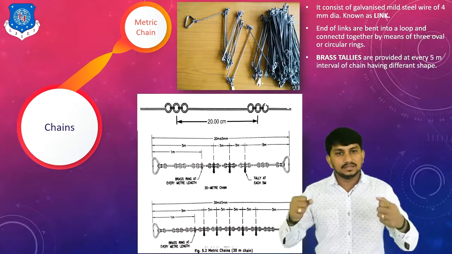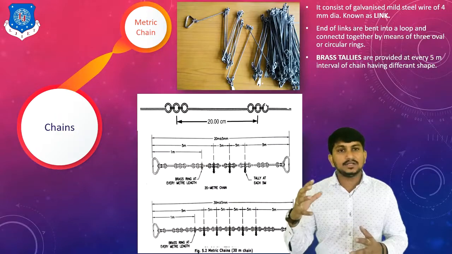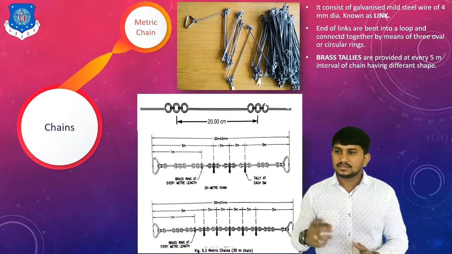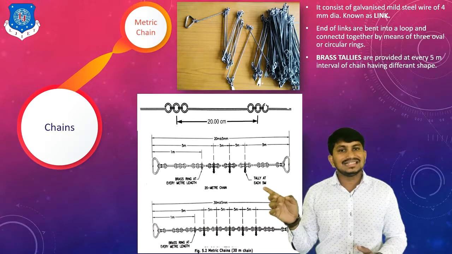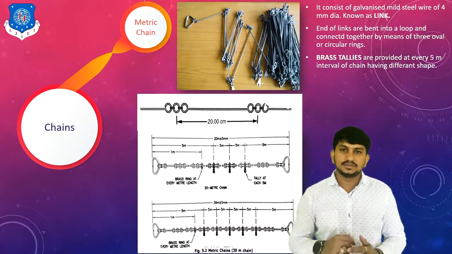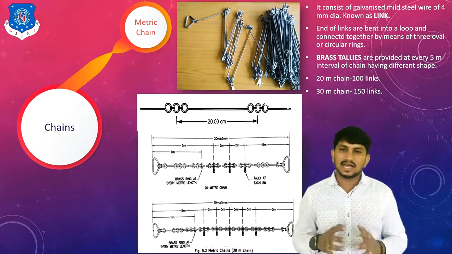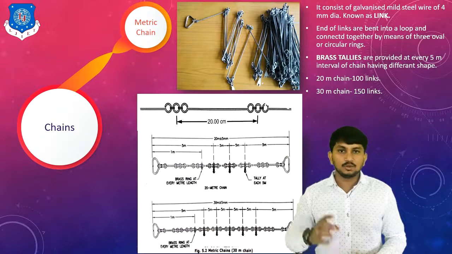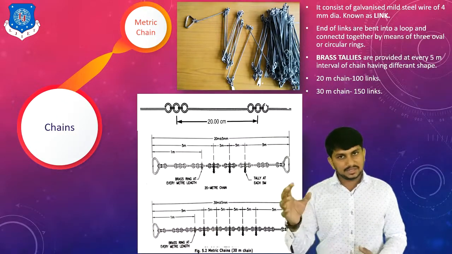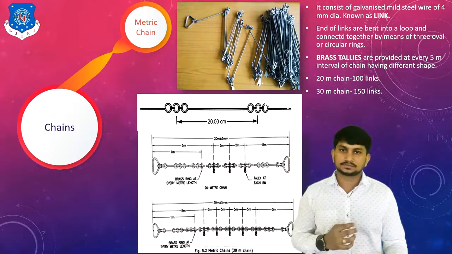This is called as handle or brass handles. Brass tallies are provided at every 5-meter interval of chain having different shapes. This is called as tallies, you can see. Tallies are used for counting the number of distances by chains. In 20-meter chain, there are 100 links are available because one link size is about 20 centimeter. So in 20-meter chain, 100 links are there. While in 30-meter chain, there are 150 links are there. This is all about metric chain.